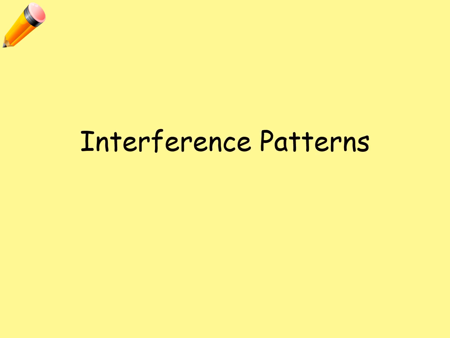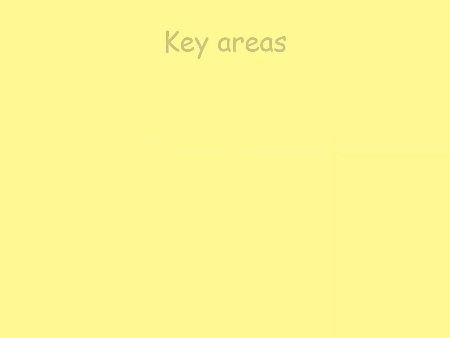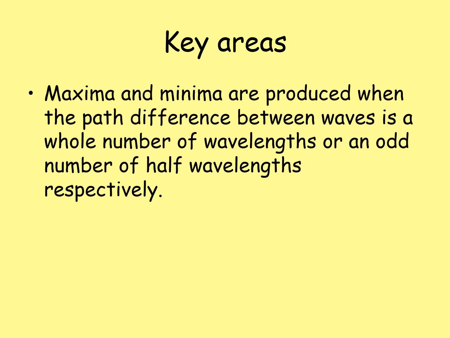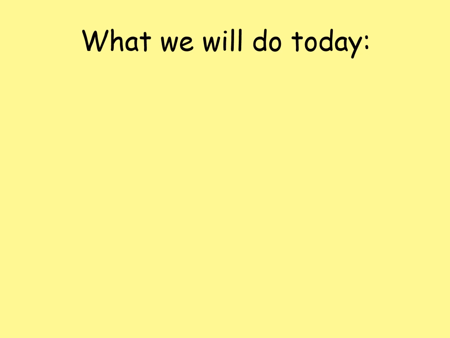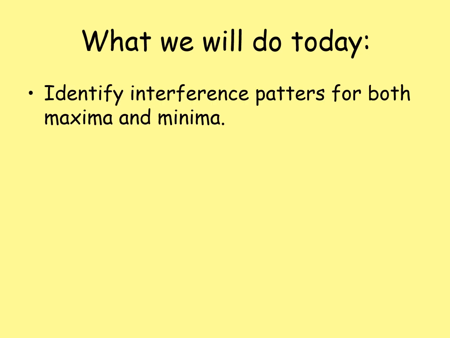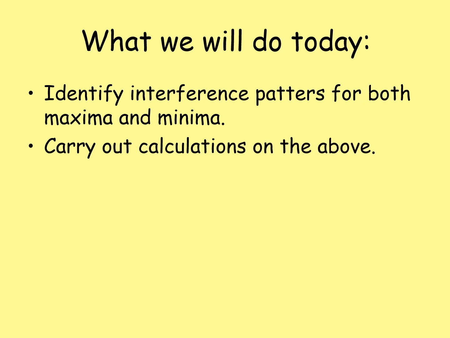Higher physics, particles and waves, interference patterns. Key areas: maxima and minima are produced when the path difference between waves is a whole number of wavelengths or an odd number of half wavelengths respectively, and carry out calculations of the above. What we will do today is identify the interference patterns for both maxima and minima and carry out calculations.